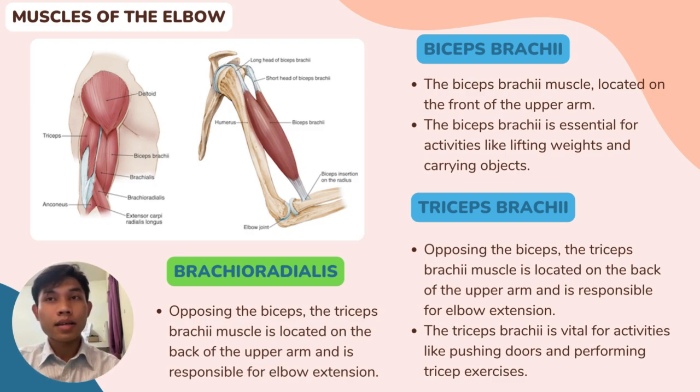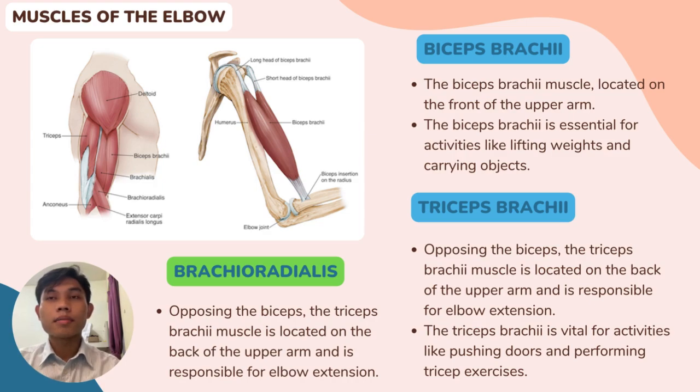And the next one is the triceps brachii. Opposing the biceps, the triceps brachii muscle is located on the back of the upper arm and is responsible for elbow extension. Its tendon attaches to the olecranon process of the ulna, enabling the triceps muscle to straighten the arm and stabilize the elbow joint during pushing actions.